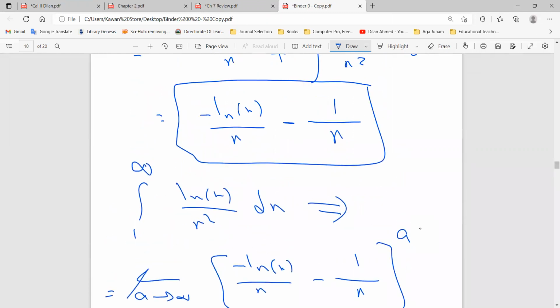Do you have any comment? Hello, this is the first or the second example. You need to concentrate. You need to ask if you don't understand.